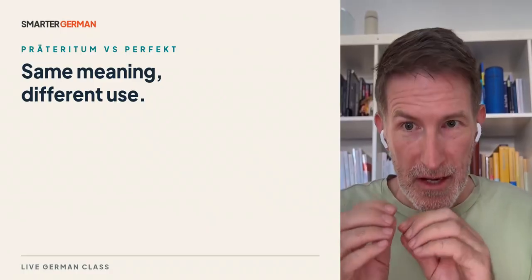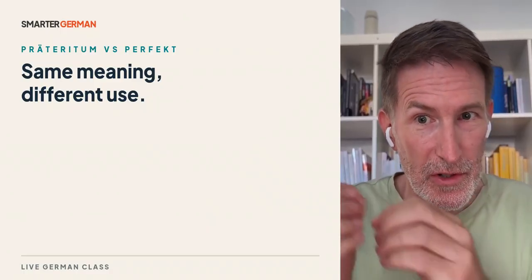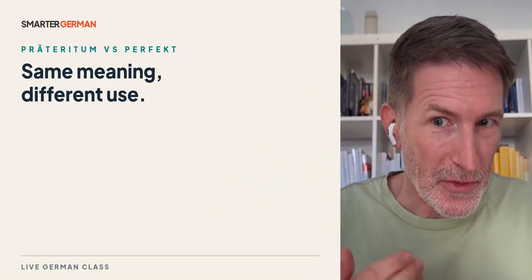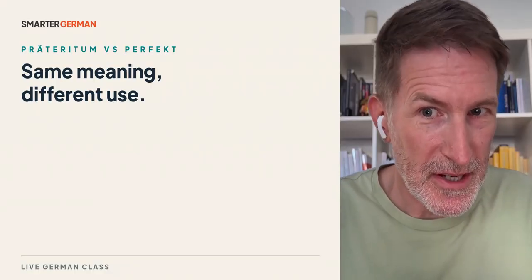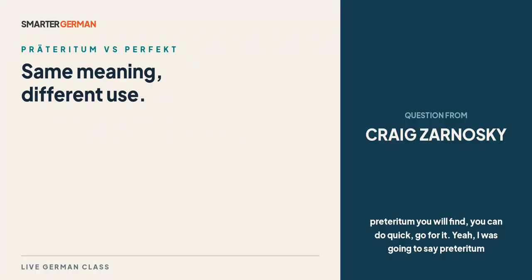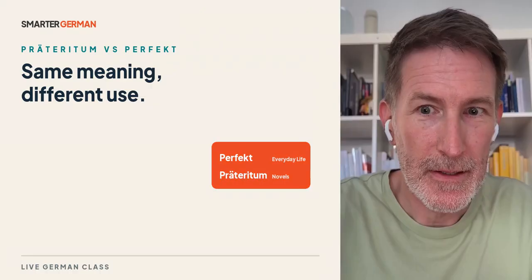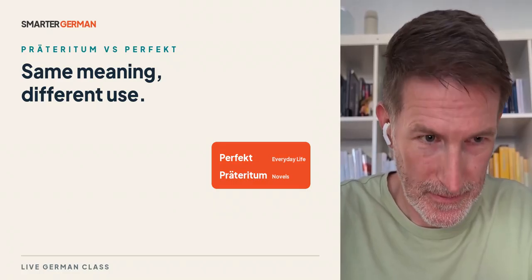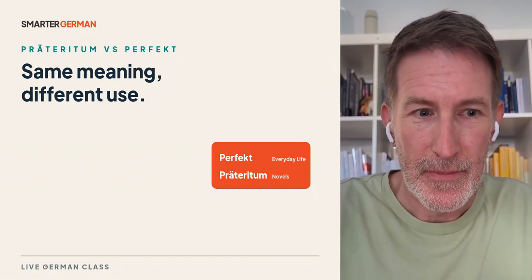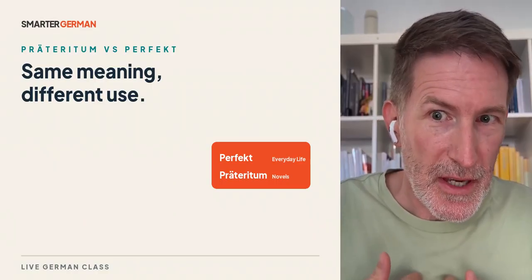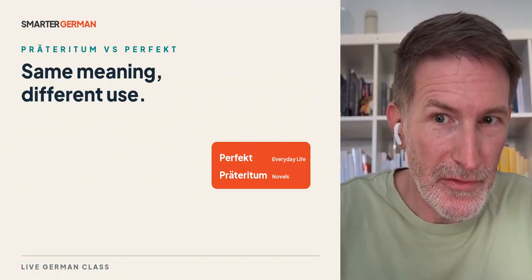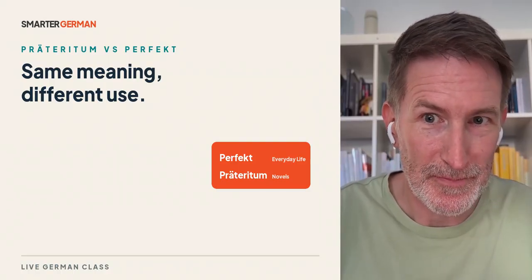So I say how we use it. So you're going into grammar again. The formal informal was already the right track, but it wasn't precise enough. So Präteritum, you will find, you can do Craig, go for it. Yeah, I was going to say Präteritum is perhaps more on the written side, whereas the spoken, like every day, is more of the perfect. Yeah. So the Präteritum is what we say when we speak. So in everyday life, most of the verbs in the past use the Präteritum, the perfect.